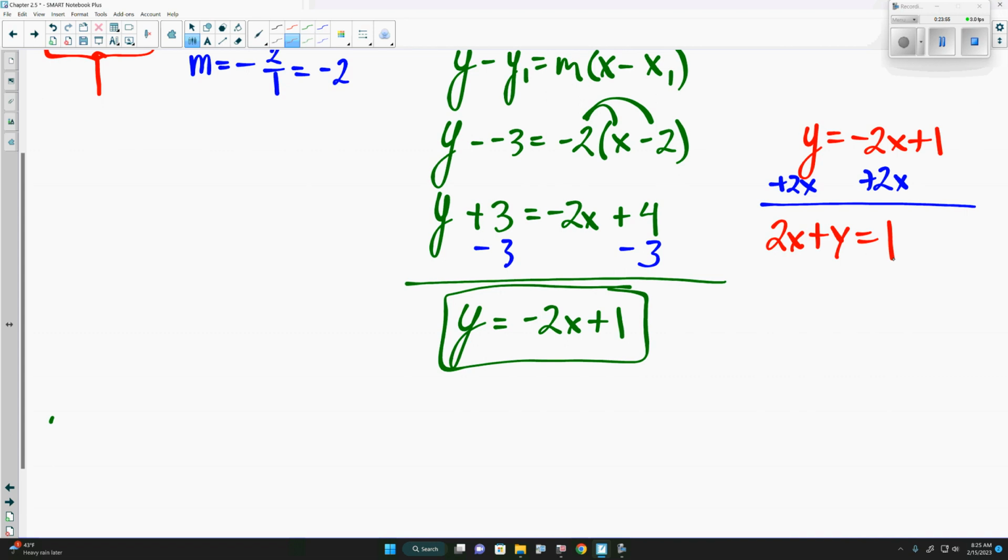Now if we look at this, are the numbers in front of x and y and the number by itself integers? Do we have any fractions or decimals? Well, no. So, okay, that's good. Is the number in front of x positive? Yes. So that's it. That's all we have to do.